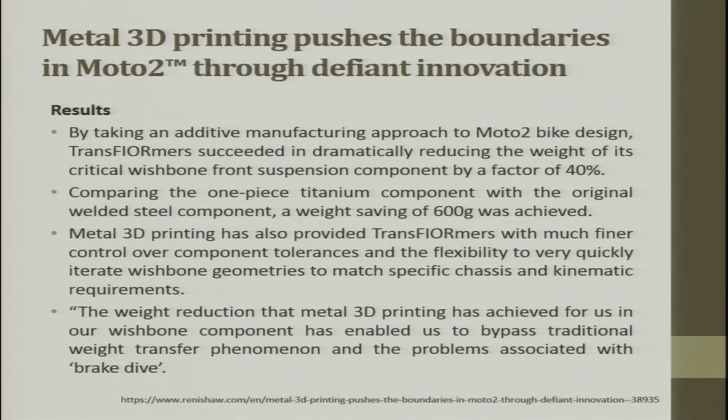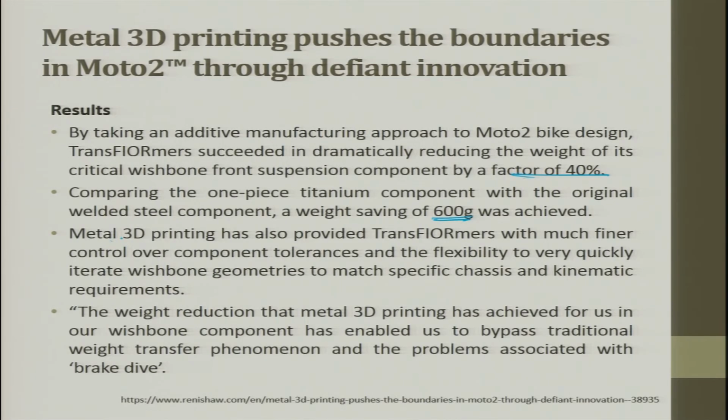This is rapid manufacturing. You have reduced the cycle time in terms of manufacturing also. Result: by taking an additive manufacturing approach, Motor 2 Bike Design Transformer succeeded in drastically reducing the weight of its critical wishbone front suspension components by a factor of 40%. Comparing the one piece titanium component with the original welded steel component, a weight saving of 600 grams was achieved. It is a huge reduction. So, you get more speed, you can win the racing bike.